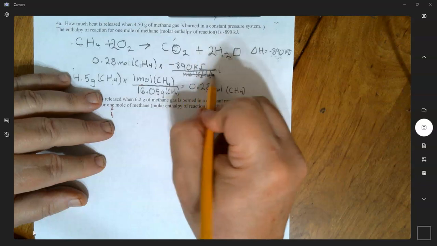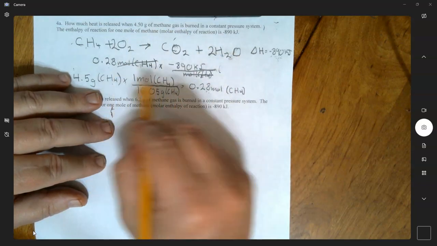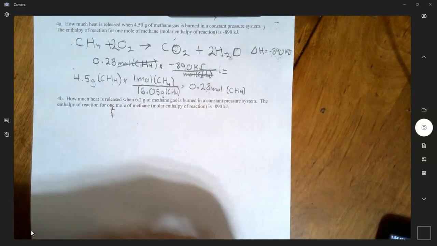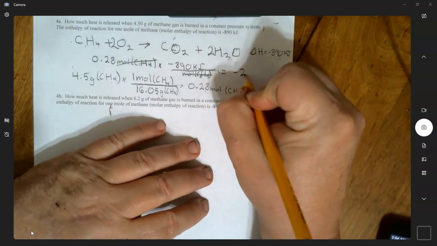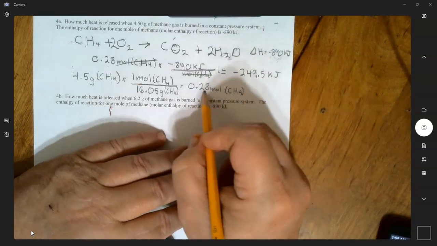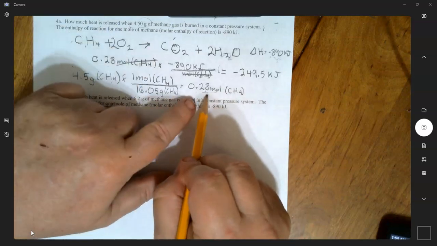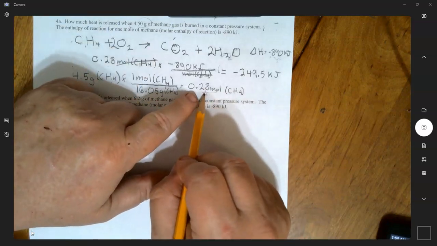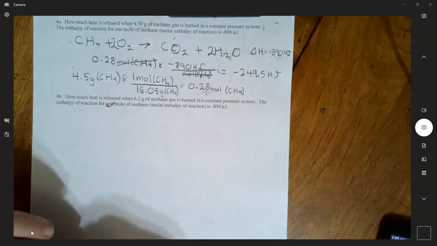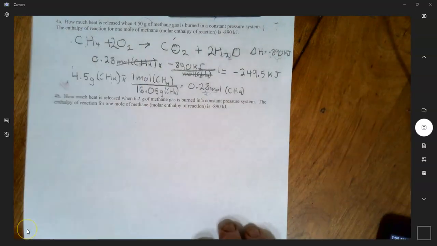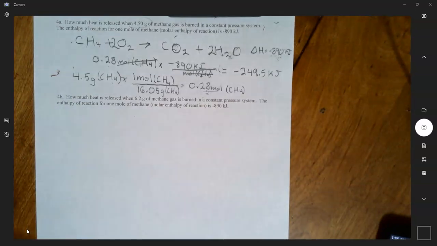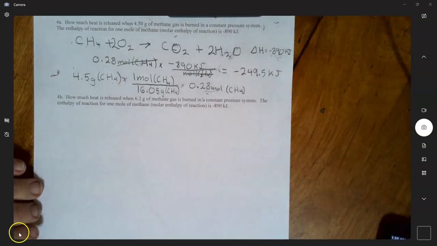Okay, so moles of CH4 cancels, and I get 0.28 times 890, and that is going to give us negative 249.5 kilojoules. Okay, so 4.5 grams of methane converts to this many moles of methane. That many moles is going to give us that many moles times that number, or negative 249.5 kilojoules. Okay, I'm going to leave the last one for you to do. Again, don't skip the ones that I leave for you to do. Those are the ones I'm really going to look at, to see that you know how to do them. Okay, that takes care of this answers video.